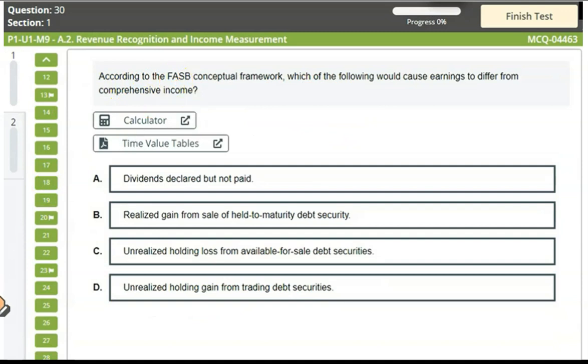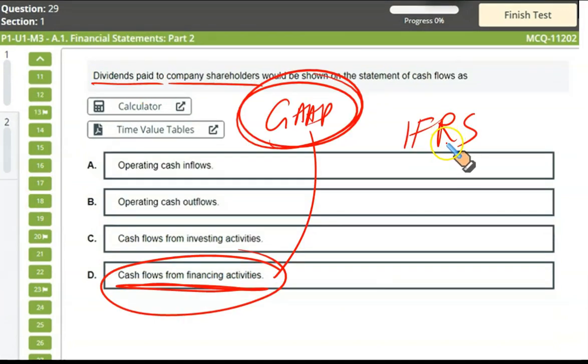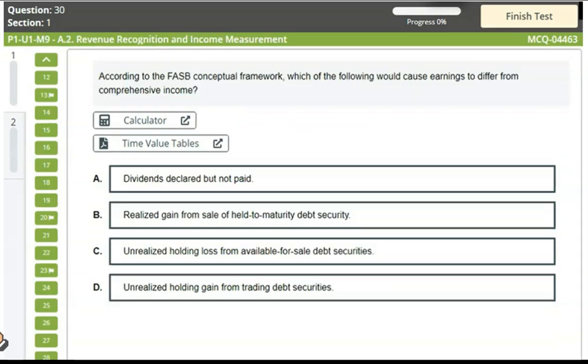According to FASB, please note under the IFRS, dividends can either be reported as a part of your operating cash flows or as a financing cash flows. Whereas under the US GAAP, you must always report it as a financing cash flow. According to the FASB, that is the Financial Accounting Standards Board, remember this body issues US GAAP, whereas IASB, International Accounting Standards Board, issues IFRS.